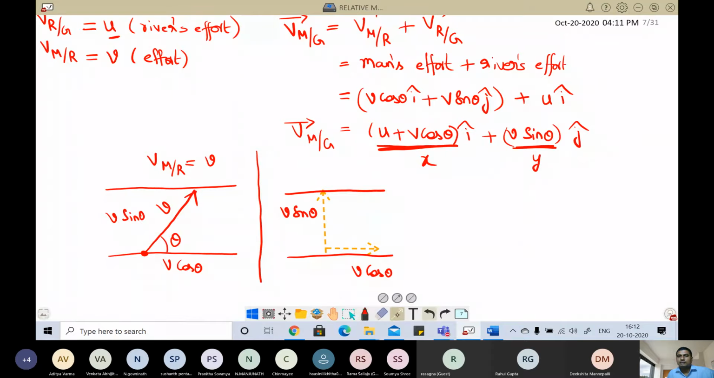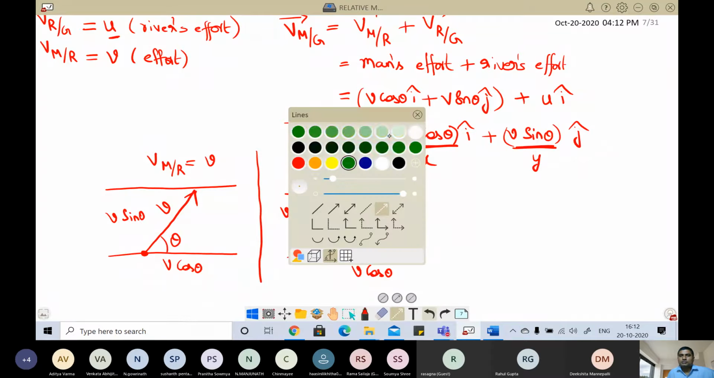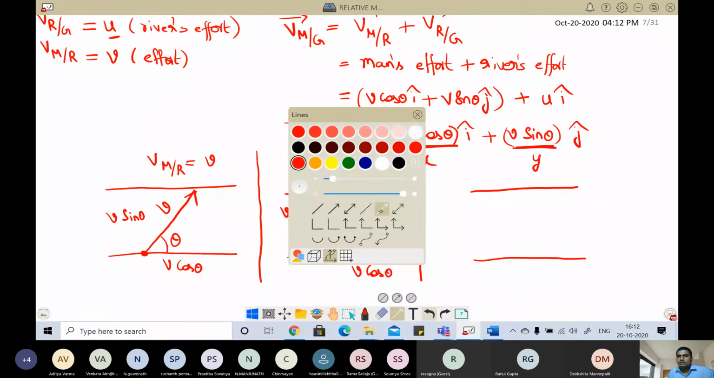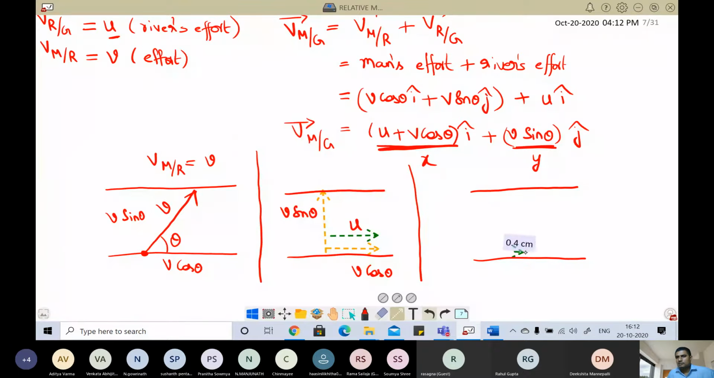Now here we'll also add the river velocity. Suppose I add the river velocity like this, the river velocity is in this direction, so I'll write this as u. Then in the next diagram we'll combine, what you call net. We'll draw the net values. Green color I'll do. So this is the net velocity. Now this one is his effort, and this is the river.